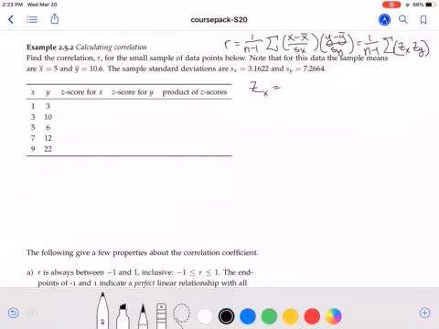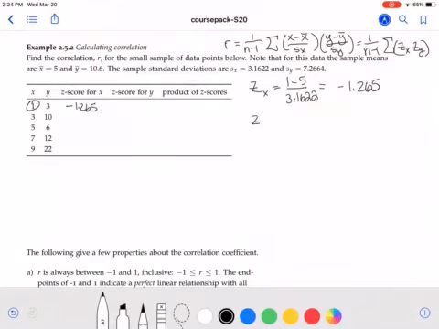So for our first data value of x of 1, the z-score will be 1 minus its mean, which we're told is 5, over its standard deviation, which we're told is 3.1622. And so if you calculate that, you get negative 1.265. So that's transferring that value of 1 to its z-score.